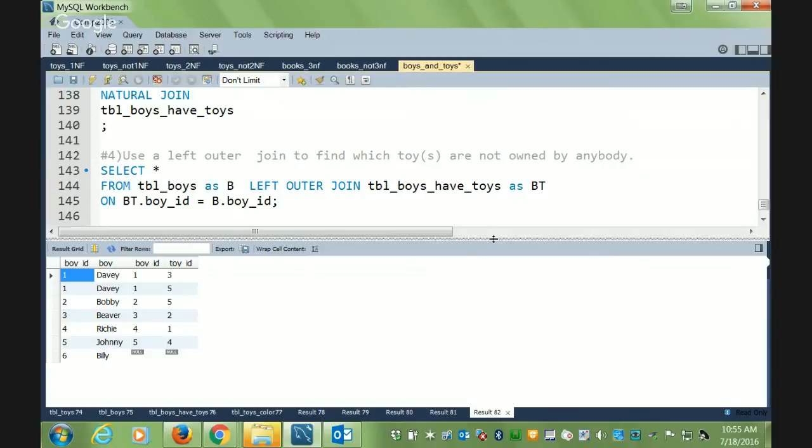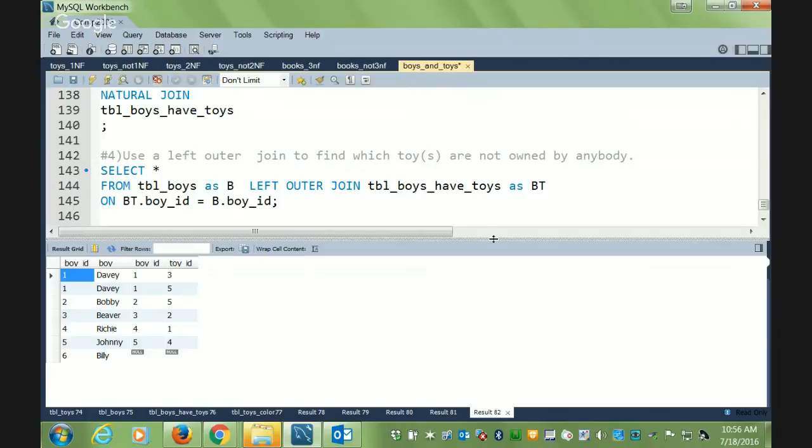I was trying to combine 2 tables and the boys are saying hello to the boys have toys table, but 6 Billy, he didn't have any toy. So he didn't find a partner in the other table. And how do you know it doesn't have a partner? It will have null in this field.